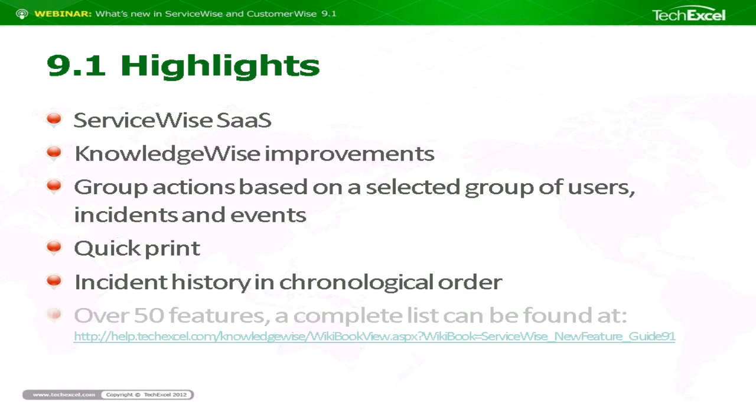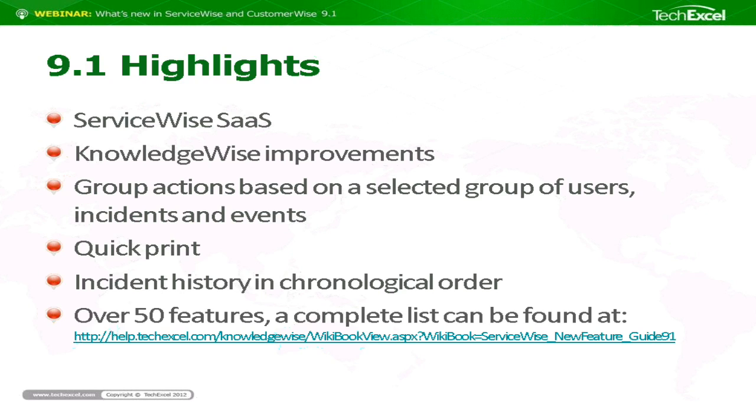First of all, the highlights. As probably many of you already know from several of the events before and the user conferences, we completed the ServiceWise SaaS implementation in 9.1. And we also did a lot of improvements on KnowledgeWise. So we have much better performance and also some layout changes for KnowledgeWise.